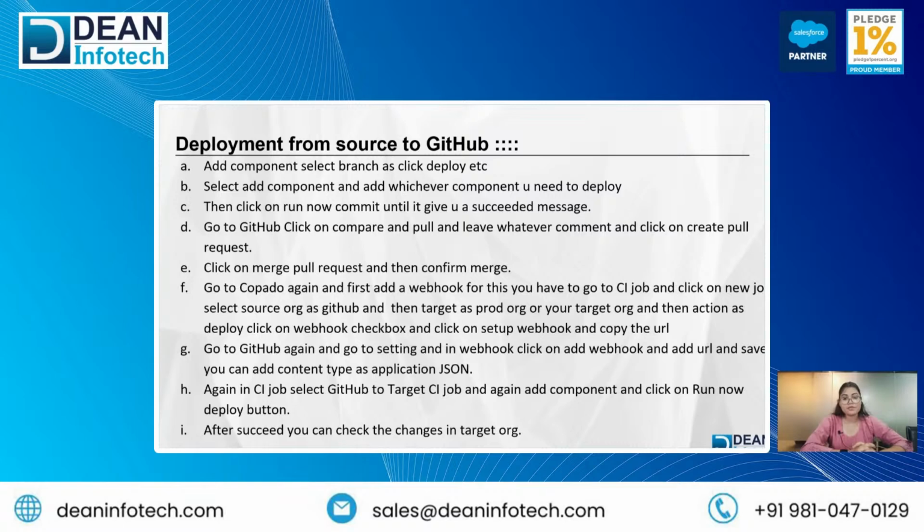So for this we have to go to GitHub again, go to the settings, and in webhooks click on add webhook, paste that URL, and save. You can add the content type as application JSON as well. Then again in the CI job, select the GitHub to target CI job, add the component, and click the run now deploy button. After it succeeds, you can check the changes in the target org.